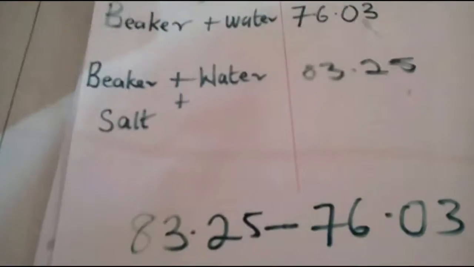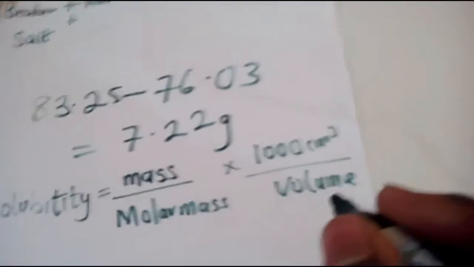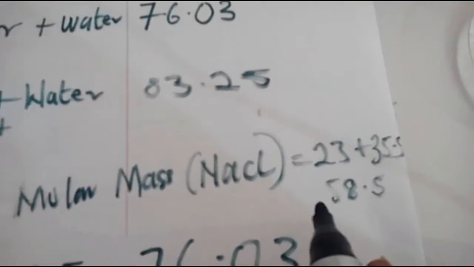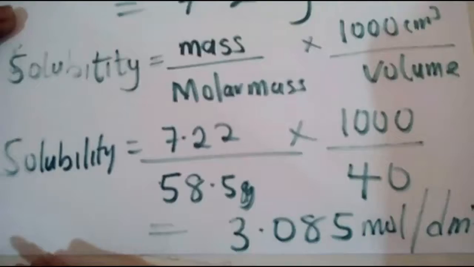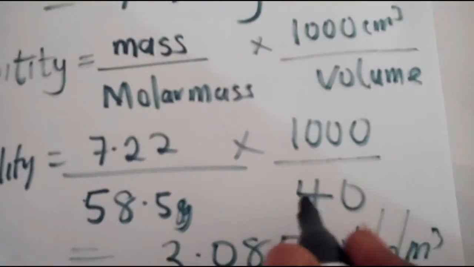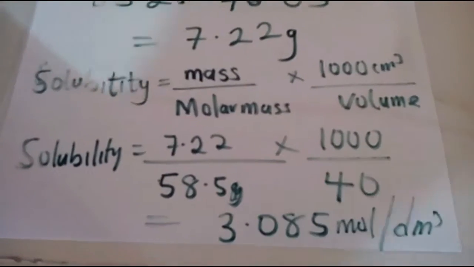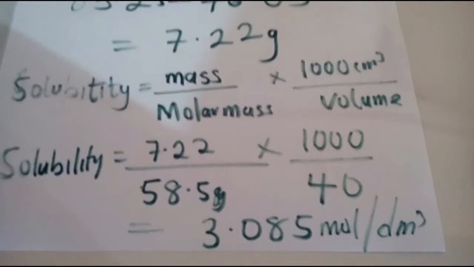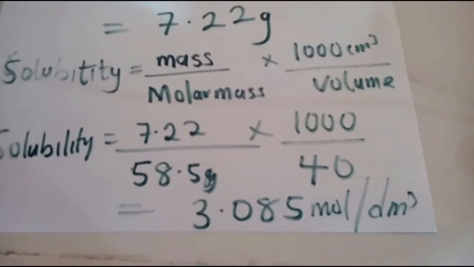Applying the solubility formula, the molar mass of sodium chloride is equal to 23 plus 35.5, which is equal to 58.5. This is the mass of salt, molar mass of salt, and volume of water. Therefore, the solubility of 7.22 grams of sodium chloride in 40 ml of distilled water at 30 degrees centigrade is 3.085 mol per dm cube.